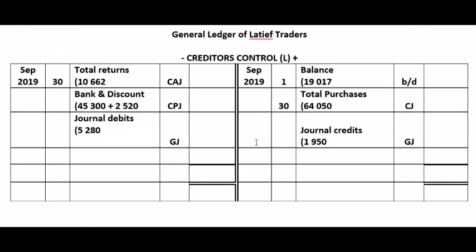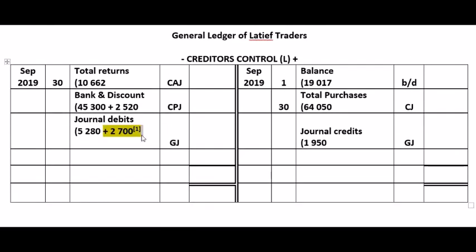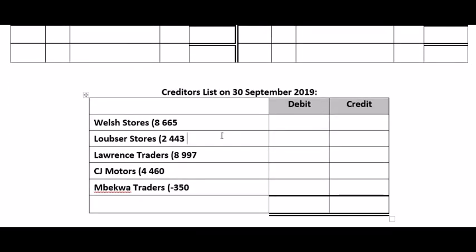So in the creditors control account, you will have to say plus 2,700 for journal debits and plus 2,700 for journal credits. Then in the list, we also need to fix this. Loubser Stores needs to be increased because we actually bought the goods from them on credit, so we owe them more. And Lawrence Traders needs to be decreased because we didn't buy from them. So we take that 2,700 Rand out. The reason why I made a little 1 next to all of the values is because it indicates that this deals with adjustment entry number 1.